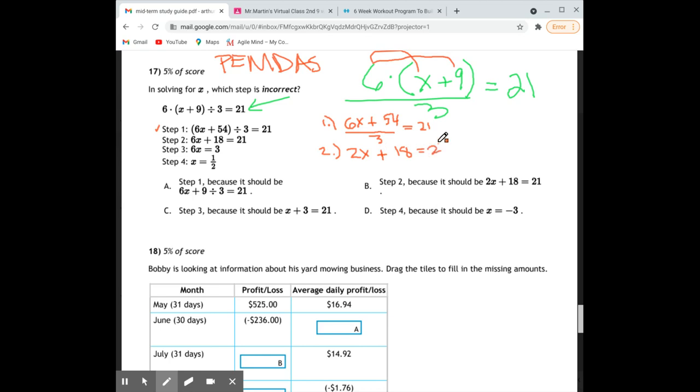So let's look at step 2 and see if it looks the same. Is step 2 the same as our step 2? No. So their step 2 is our answer. That's what's wrong. All right, so let's keep working it. I want to solve it all the way. So we're at 2x plus 18 equals 21.